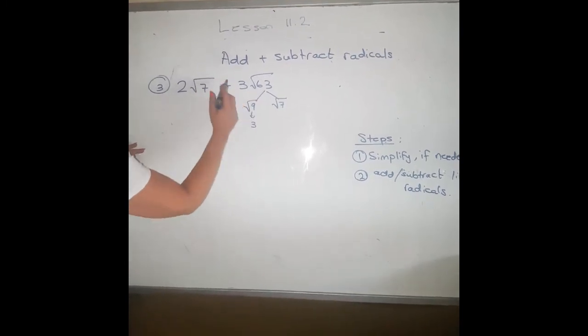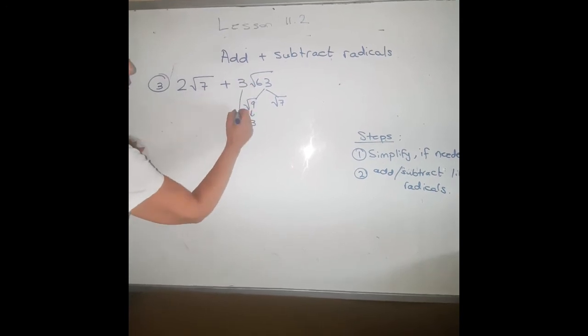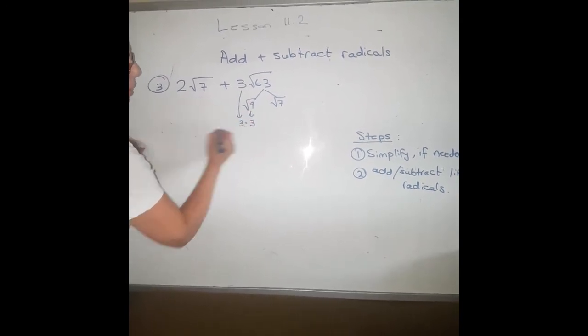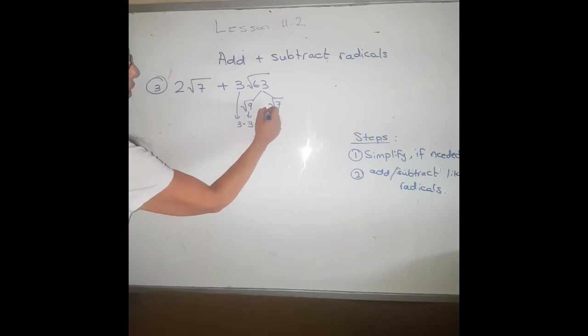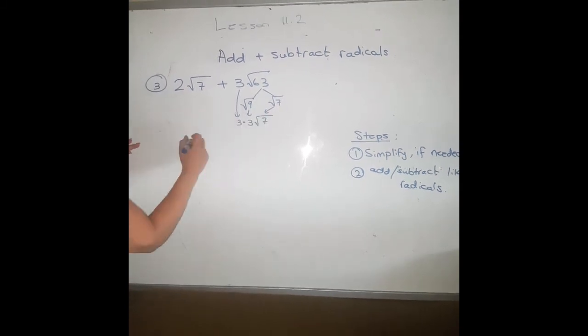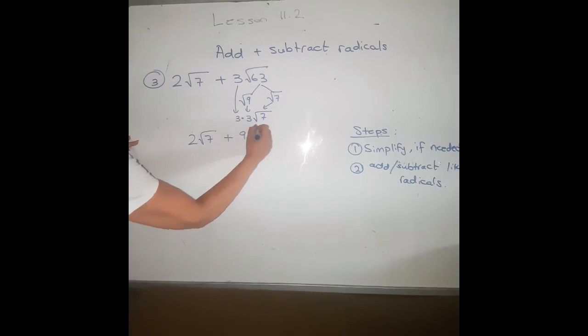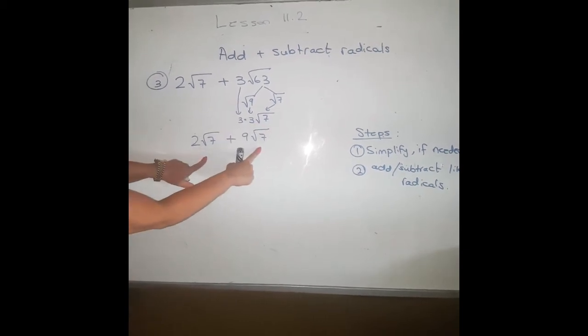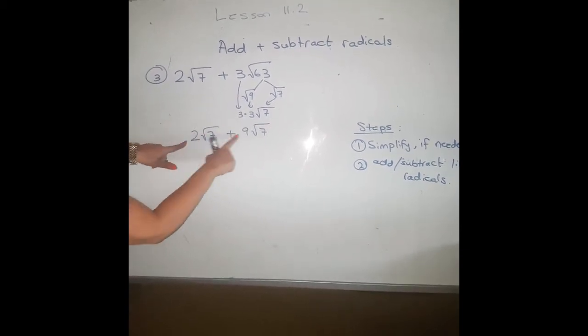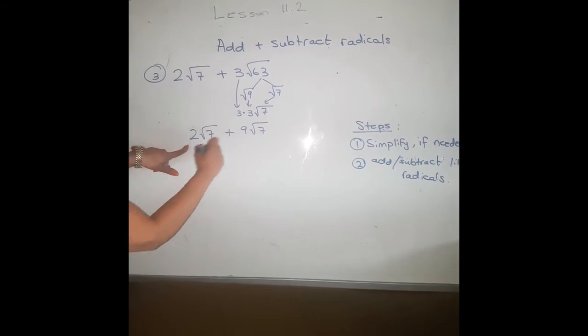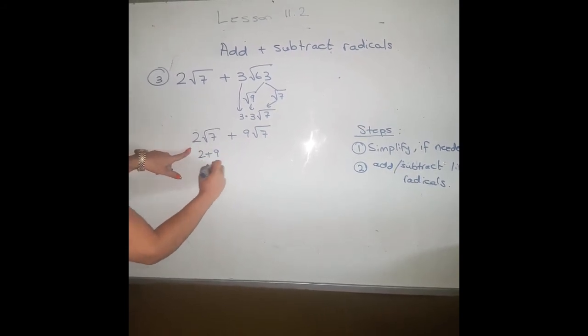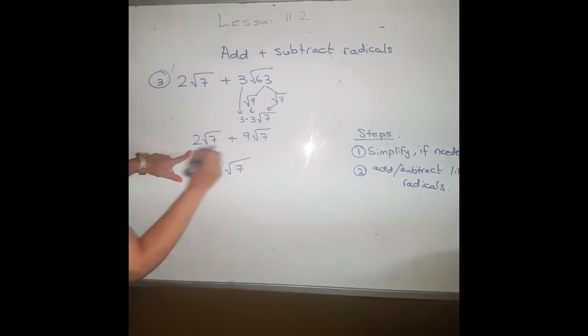What do I have here? I have 3 and a 3, so I multiply them together and I bring down my radical 7. I rewrite it again. 2 radical 7 plus 9 radical 7. Are they alike, the radicals? Yes. So I take my whole numbers, 2 plus 9, which is 11 radical 7.